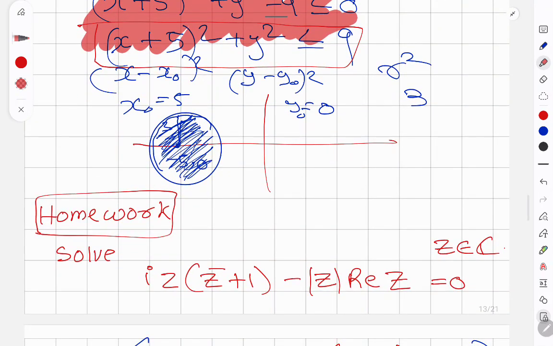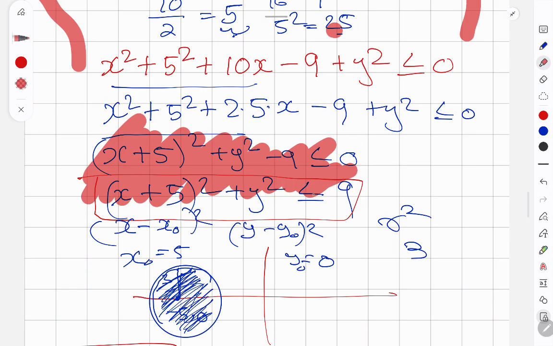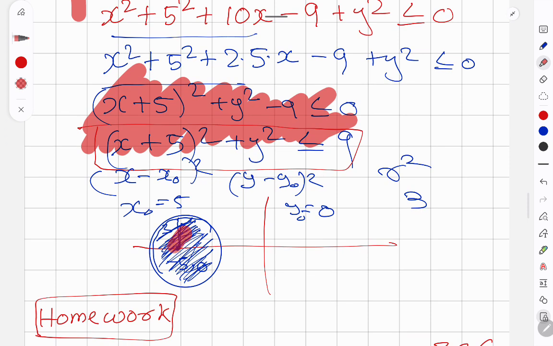Since this was less than or equal to, this is the solution. And this is the circle's formula. Don't forget to set this part. We have to show this. I asked this in the question: draw.